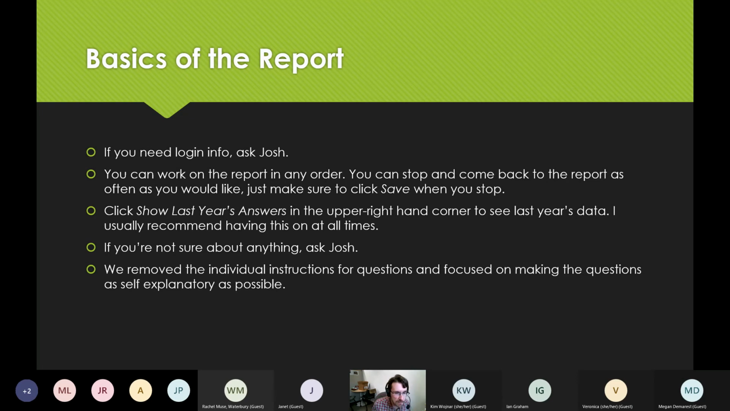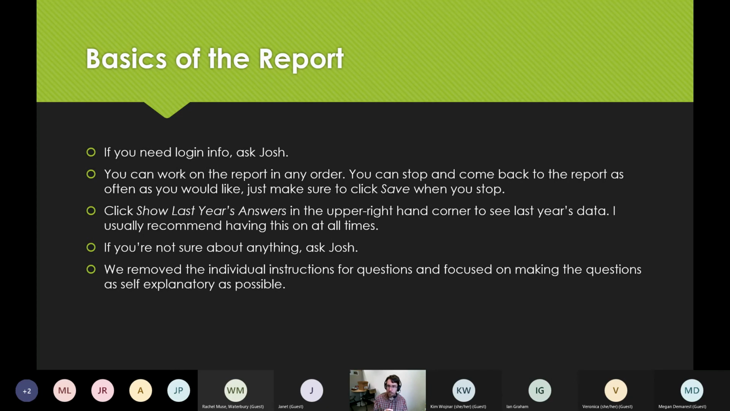I will lastly say we used to have individual instructions. There used to be a button for each question, but I removed that because it was getting out of date, and I tried to make the questions so it's obvious what they mean. That being said, they're still not always obvious. So never, ever hesitate. There are no dumb questions about the report. The report is not intuitive. Please really, really feel free to ask me questions at any time. Thank you on that.